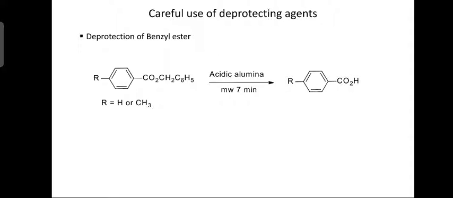Now, here is an example: 4-alkyl, R is alkyl group, or H, you can see here. 4-alkyl benzyl ester reacts with acidic alumina in the presence of microwaves, just in 7 minutes to give 4-alkyl benzoic acid. If R is H, then it is benzoic acid. If R is CH3, then 4-methyl benzoic acid.